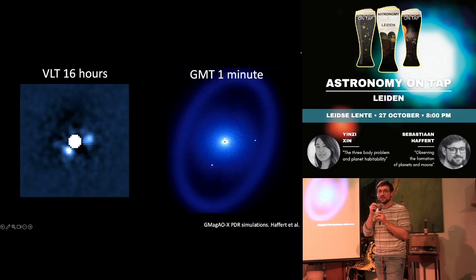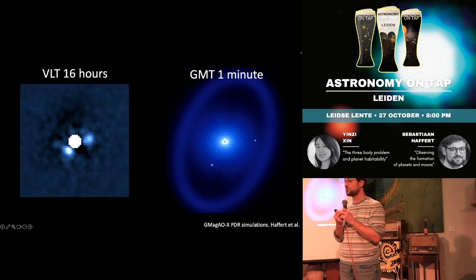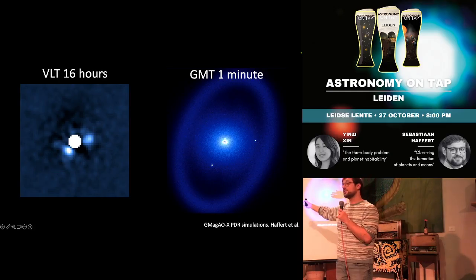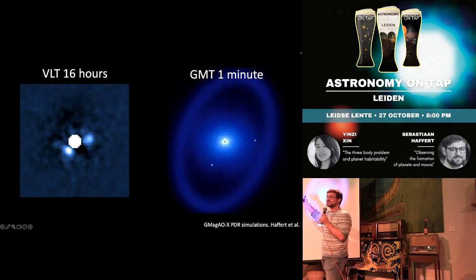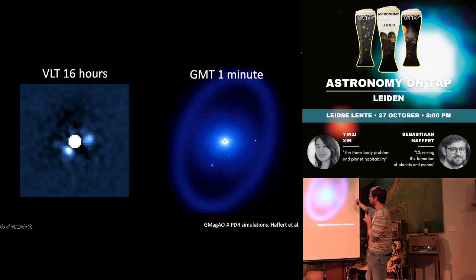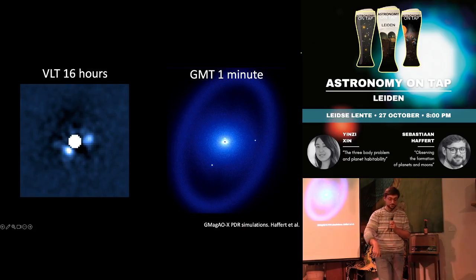However, if we look at what these telescopes actually promise us, on the right you can see me looking at PDS-70 with a very large telescope for 16 hours. So this is using 16 hours of open shutter time, while with GMT we can get this result in 1 minute. So the difference in aperture really, really matters. Bigger is better in astronomy.